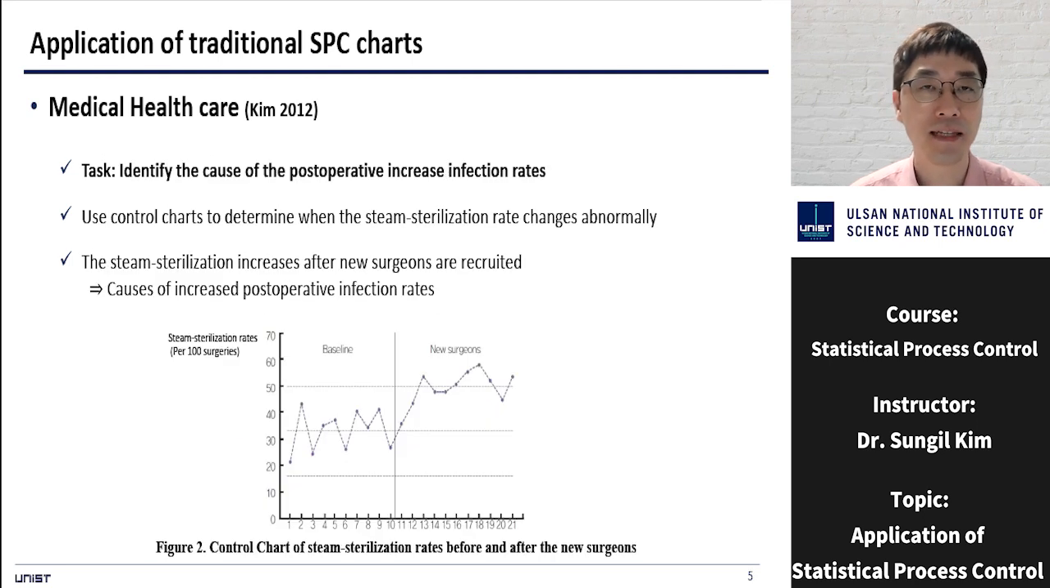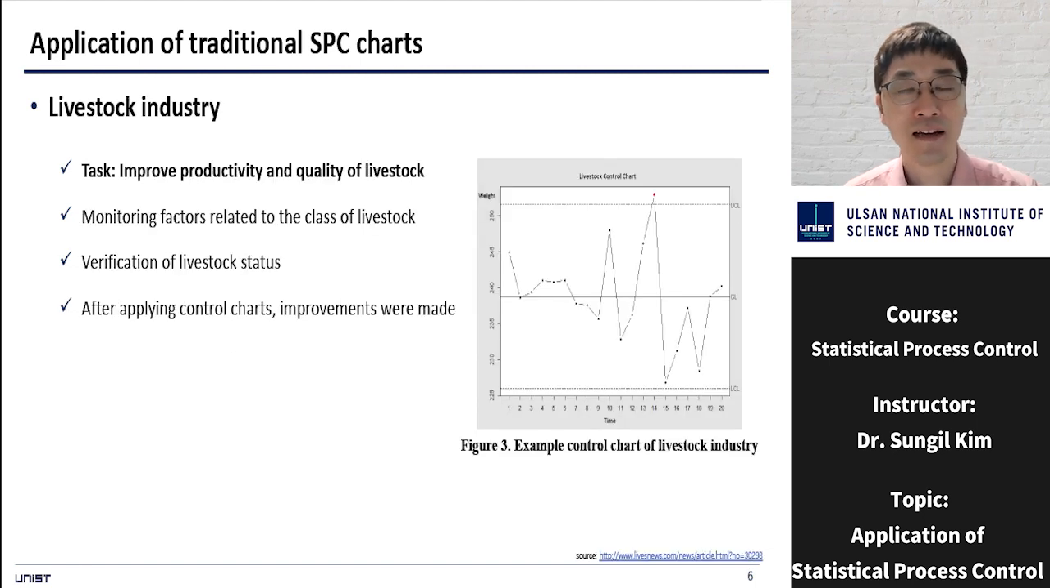We can also use SPC charts to identify the cause of the increase in post-operative infection rate. For example, an SPC chart served as a tool to make a decision whether the new surgeon was the cause of the increased post-operative infection rate or not. The livestock industry utilizes SPC charts to monitor some factors related to livestock rating, like weight, in order to improve productivity and quality of livestock.